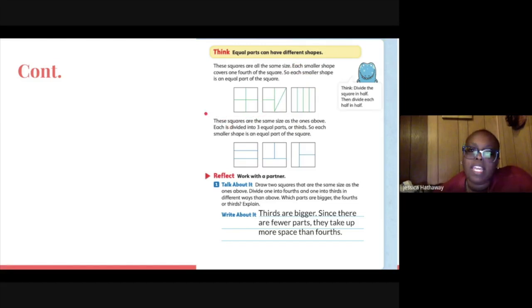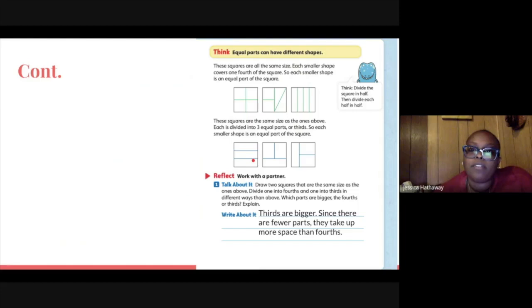These squares are the same as the ones above. Each is divided into 3 equal parts, or thirds. So each smaller shape is an equal part of the square. So just like above, they did the same thing, but instead they divided into thirds.